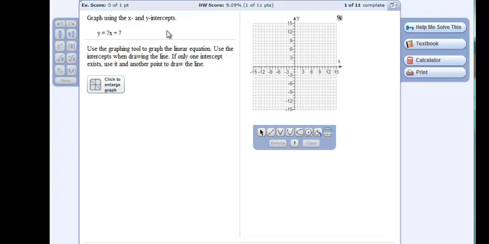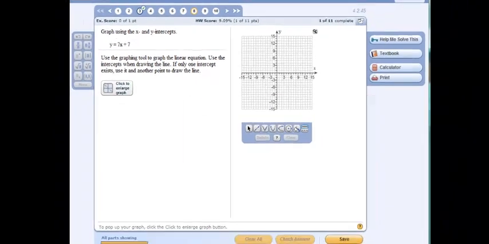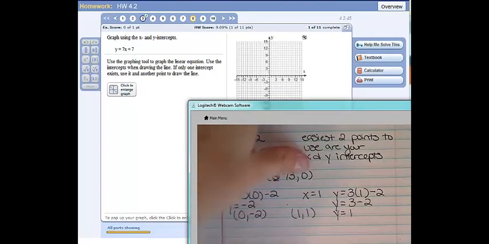Okay, this one, number 8, specifically says graph using the x and y intercepts. If you try and graph using anything besides the x and y intercepts, it will count it wrong even if it's the same line, because it wants to see that you know the x and y intercepts. So let's go ahead and work that, and I will show you how to do it.